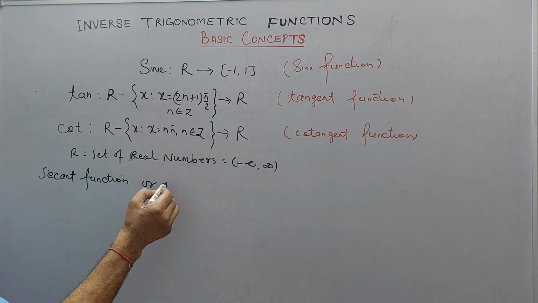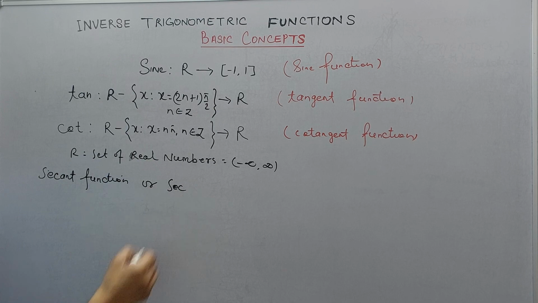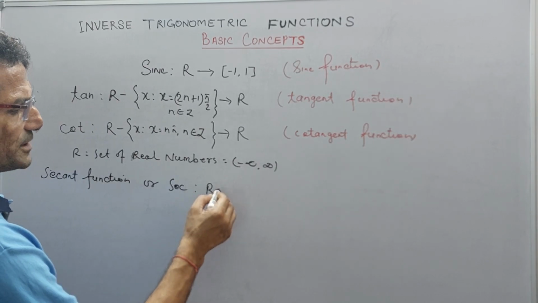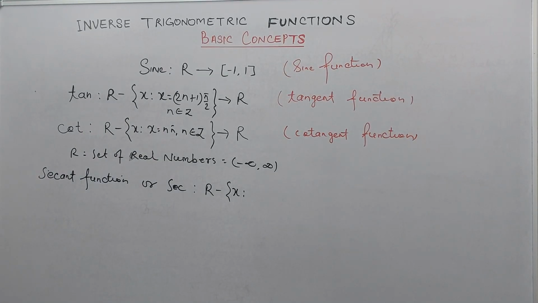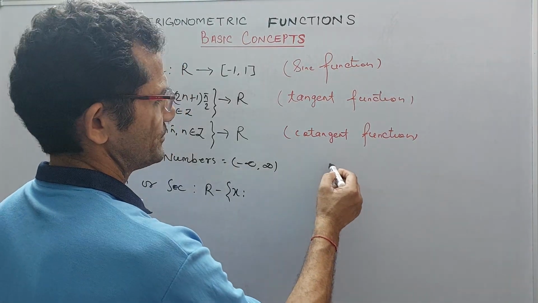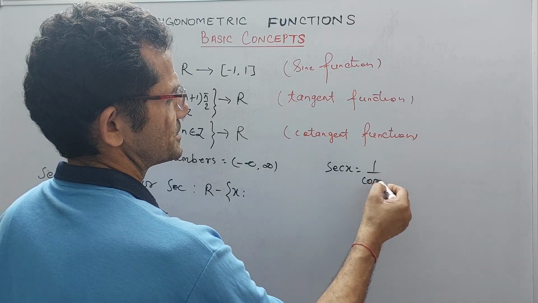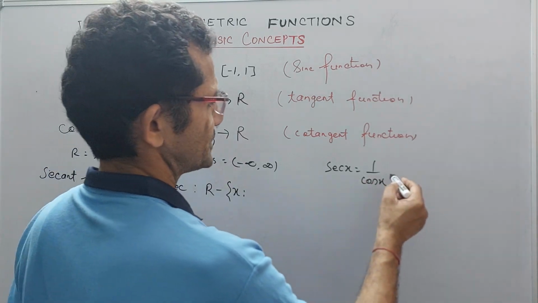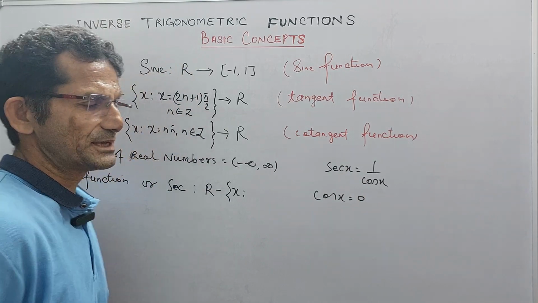Secant function, or sec. Now its domain: it is also not defined for all real numbers. So we have to exclude some elements from the set of real numbers. We know that sec x is equal to 1 upon cos x. So sec x is not defined where cos x has the value of 0. If cos x is equal to 0, then sec x will be plus minus infinite.